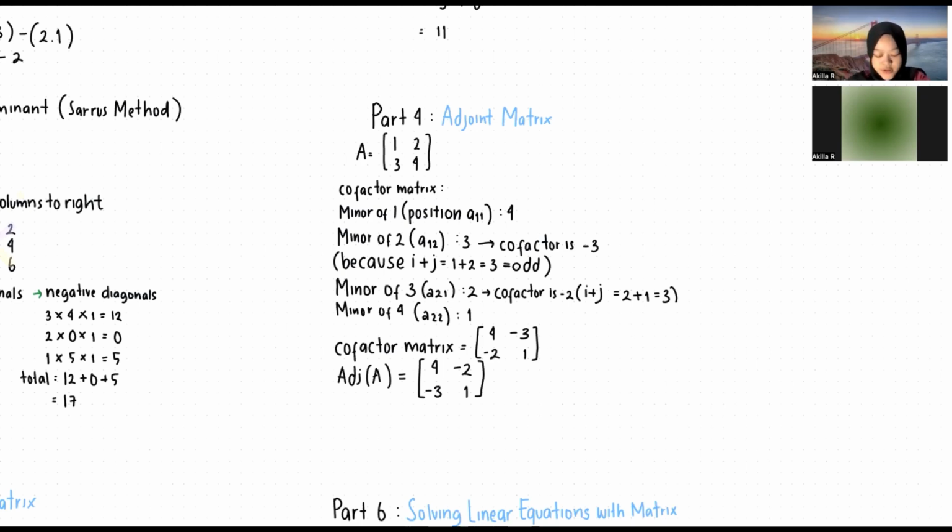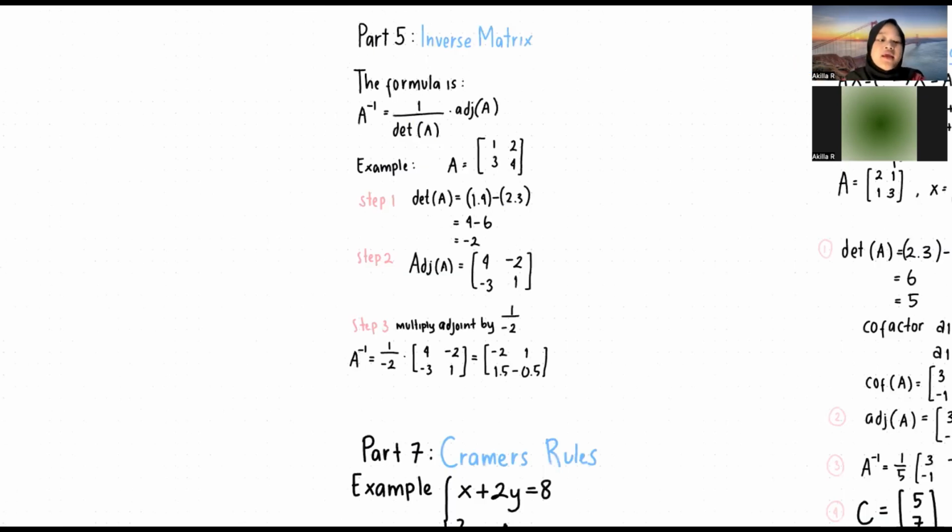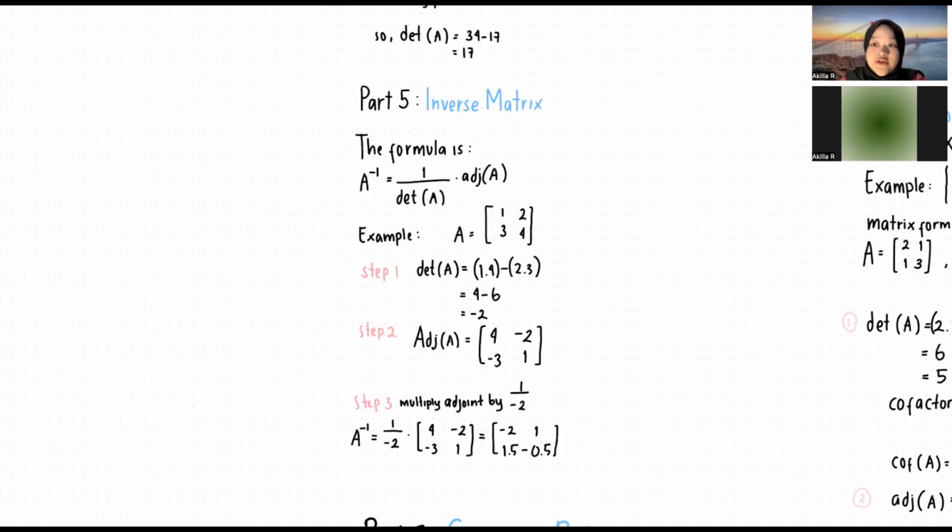Okay, let's move on to inverse matrix. Next, we will learn how to find the inverse of a matrix. The inverse of matrix A is written as A inverse. It only exists if the determinant of A is not equal to 0. The formula is A inverse equals 1 over the determinant of A times the adjoint of A. Now I will show how to find the inverse of a 2 by 2 matrix using the adjoint method.